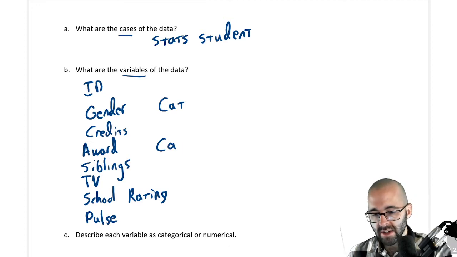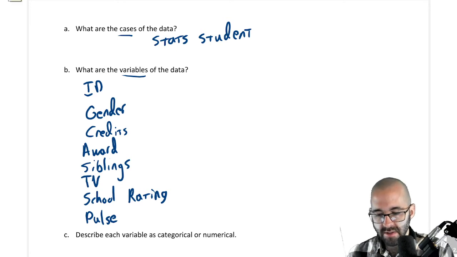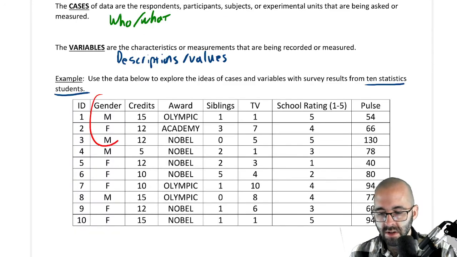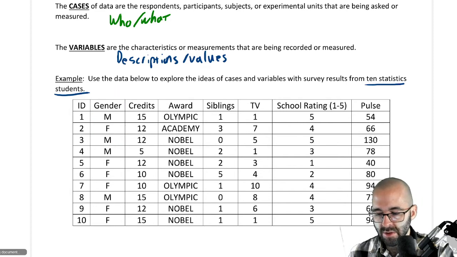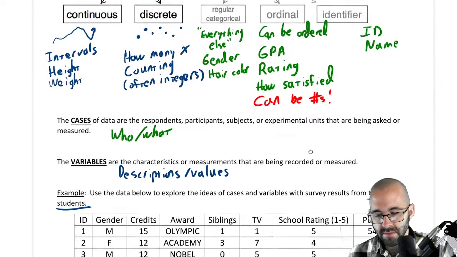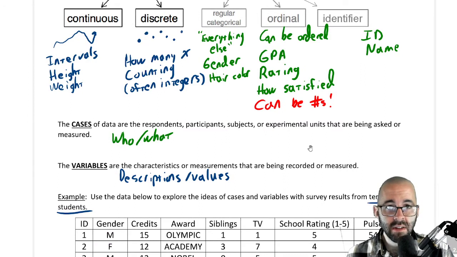All right, and specifically here, I'll change colors a little bit. Specifically, what are these? Well, it depends on what kind, right? Gender, well, there's three options for categorical variables, right? There's three options. An identifier, ordinal, or regular categorical. So we'll start with identifier.